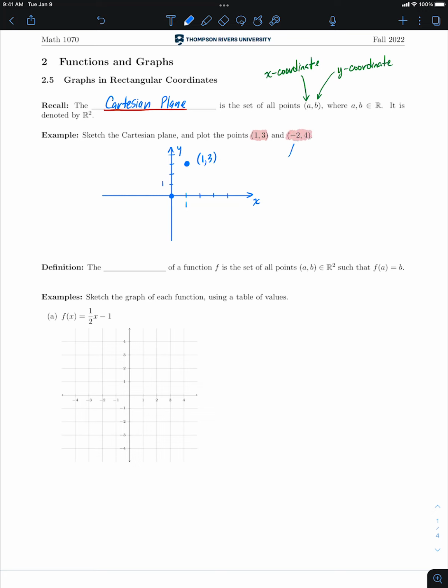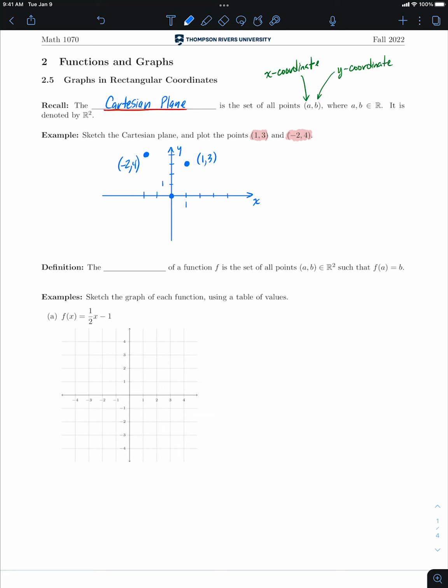Okay, so the x-coordinate is -2, and then the y-coordinate is 4. So let's find -2 on the x-axis. I'll just keep going with the scale that I've already set, and it would make sense that this notch here would be -2. And then we'll count 1, 2, 3, 4. So this is the 4 on the y-axis, so that's going to tell us to put the point over here.